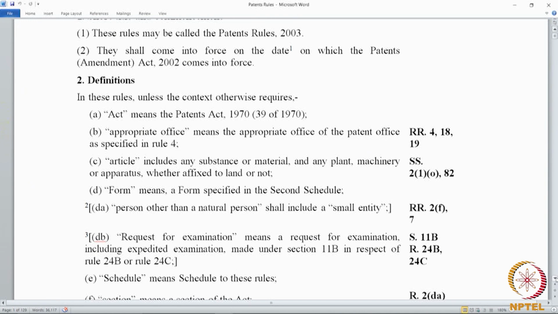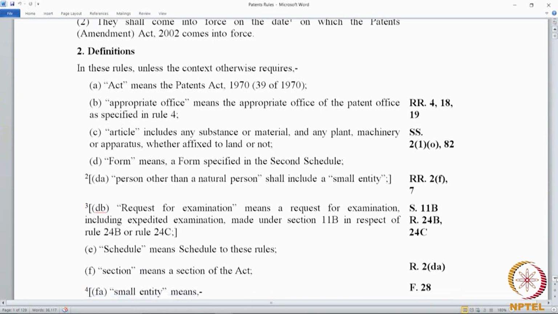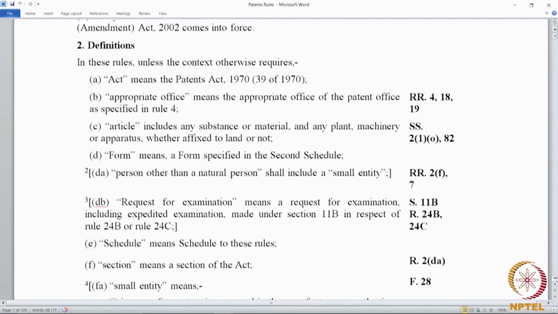Then you have other definitions. Now, you will note here that after (d) you have (da) and (db), and then it continues with (e), (f), and so then you have (fa). Now, this sequence tells us that (da) and (db) were introduced by way of an amendment. So, the footnote will tell you by which amendment this was introduced. So, as we mentioned, the amendments to the rules are much more frequent and are easier. So, you find that wherever a detail needs to be added, it is usually done in the rules.